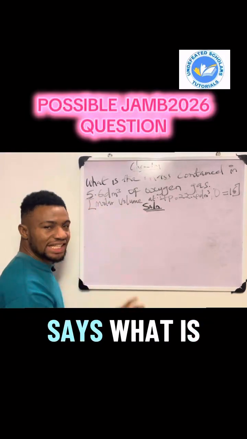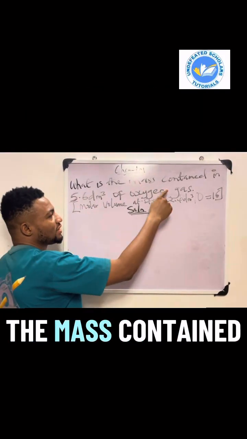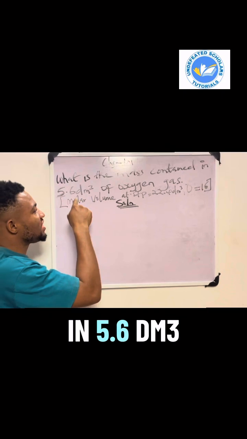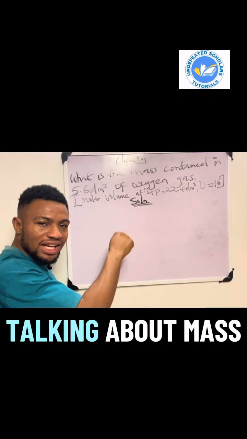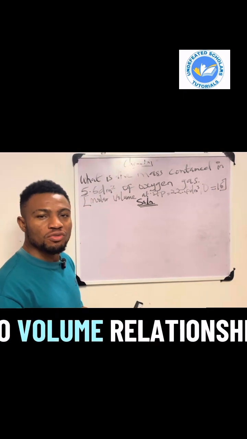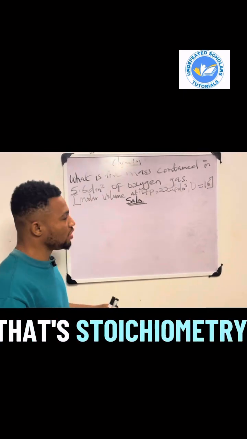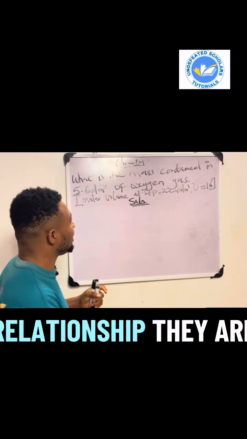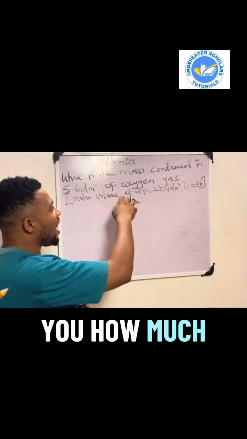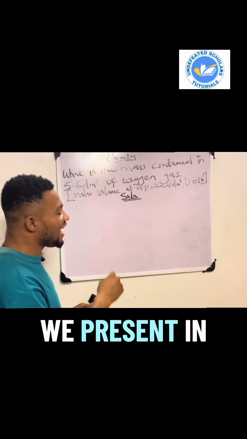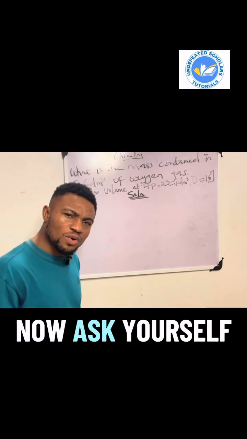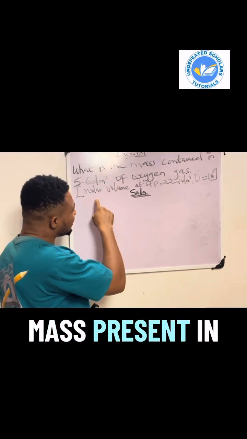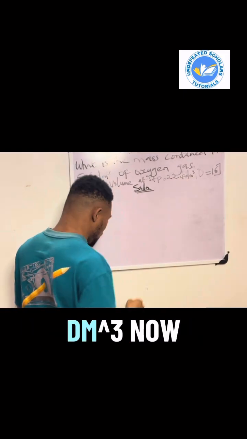Okay, this question says, what is the mass contained in 5.6 dm³ of oxygen gas? This is simply talking about mass to volume relationship. That's stoichiometry. They are trying to tell you how much mass will be present in 5.6 dm³ of oxygen gas. Then you ask yourself, what is the mass present in the molar volume, which is 22.4 dm³?